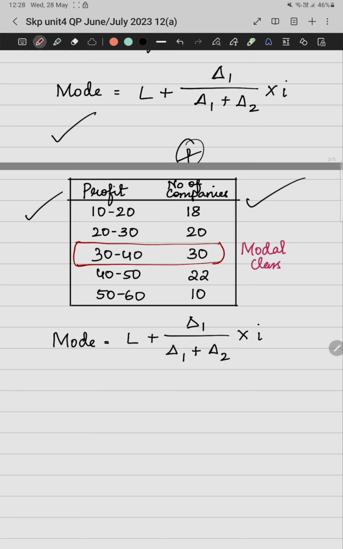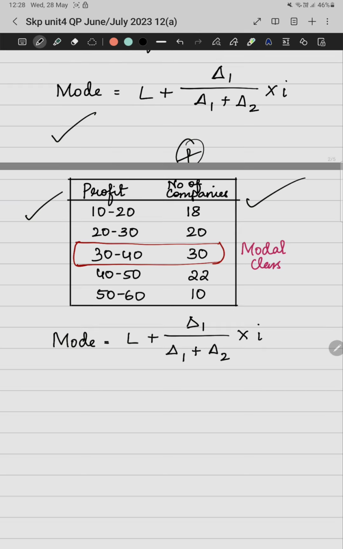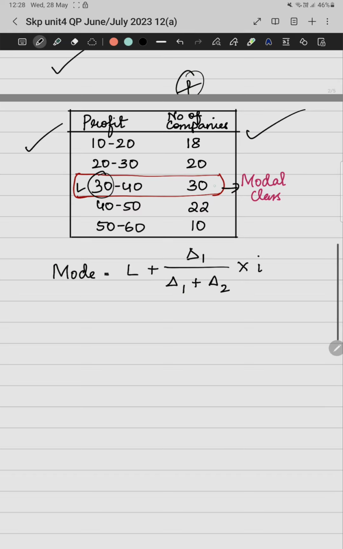I have identified the modal class by finding the highest frequency. So this is the modal class. Now here the L value, the lower limit, is 30. Now how do I write delta 1 and delta 2? Delta 1 is 30 minus 20. So delta 1 is equal to 10.